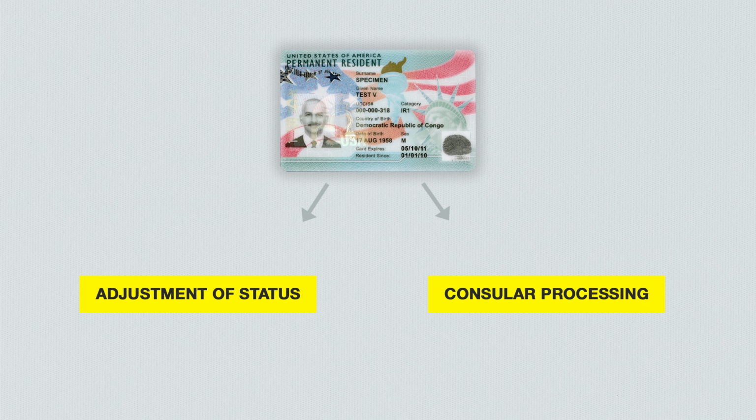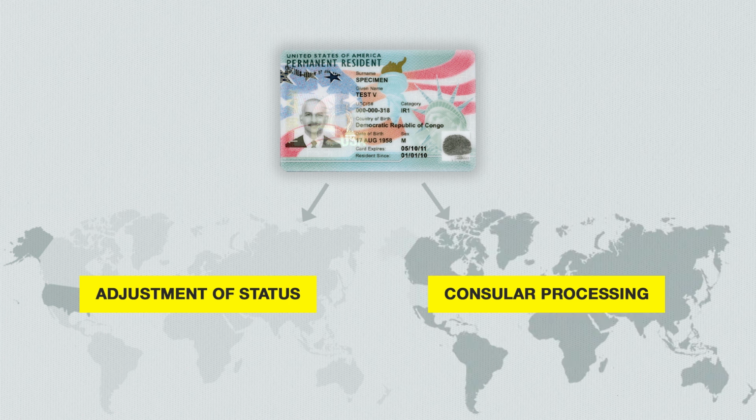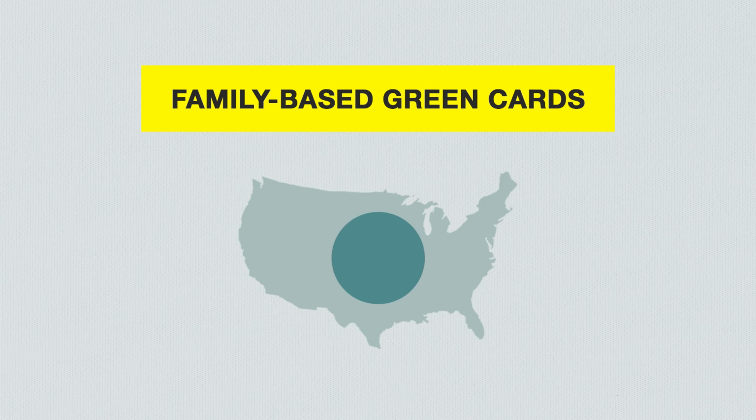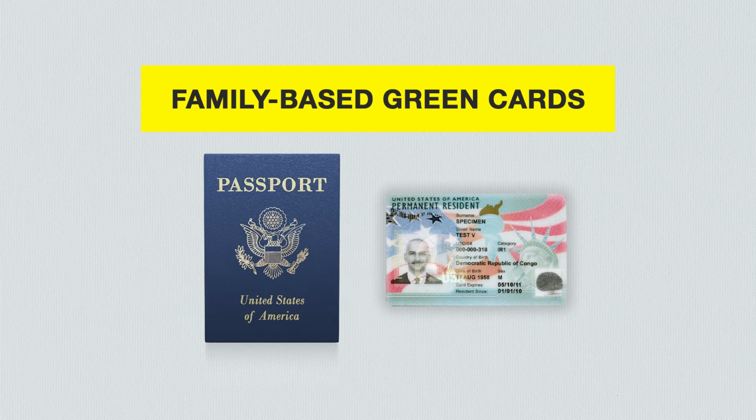Certain intending immigrants who are also inside the United States may be able to apply for a green card through adjustment of status, but the vast majority of green card applicants use consular processing. For family-based green cards, the consular process actually starts with the U.S.-based relative. U.S. citizens and lawful permanent residents, or green card holders, may petition certain family members for a green card.